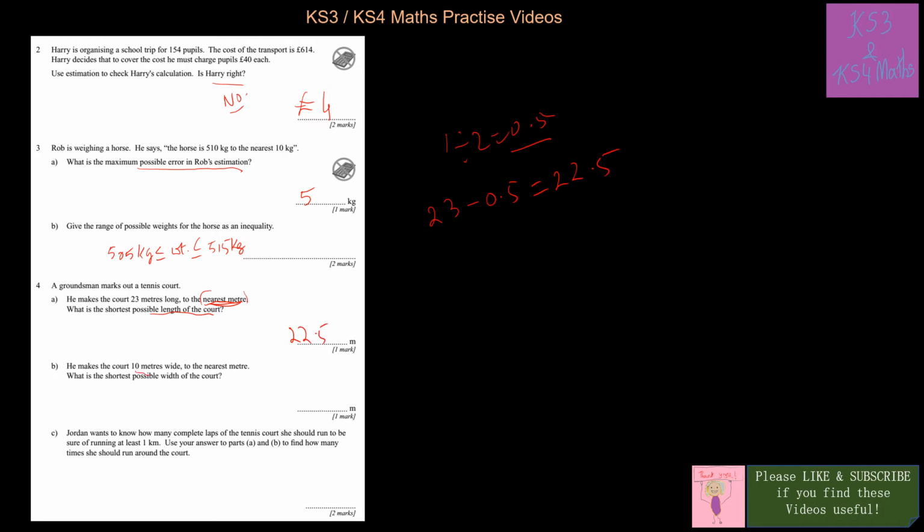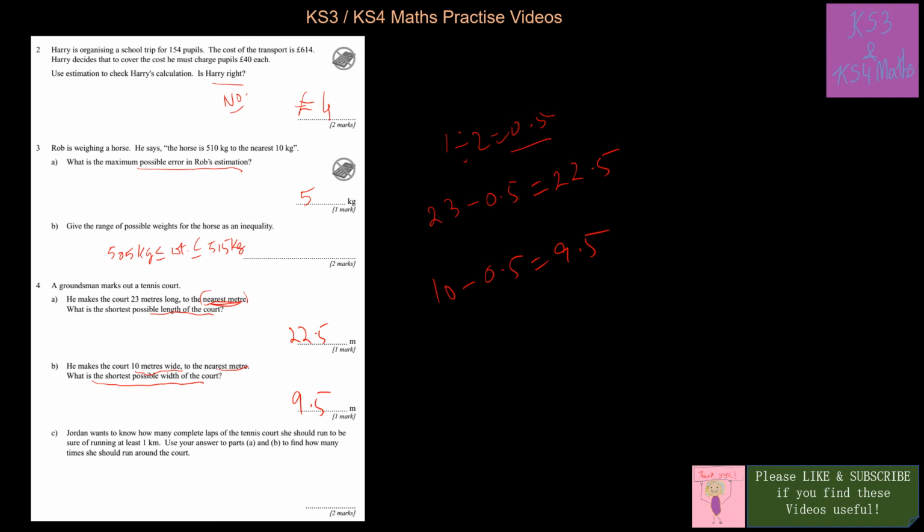Next is 10 meters wide to the nearest meter. What is the shortest possible width of the court? So 10 meters wide, so it will be 10 minus 0.5 is 9.5. So it would be 9.5 meters.